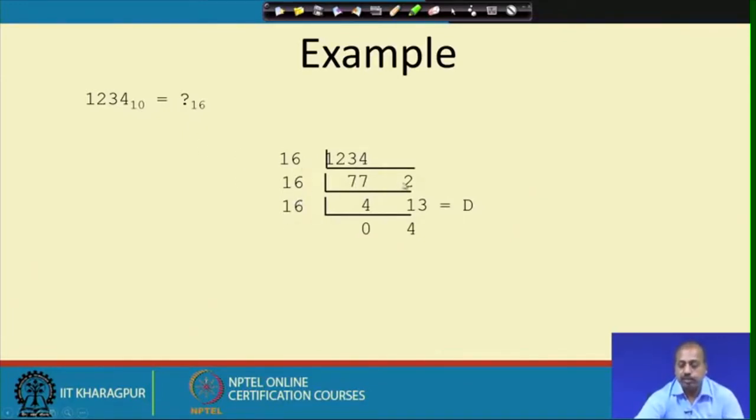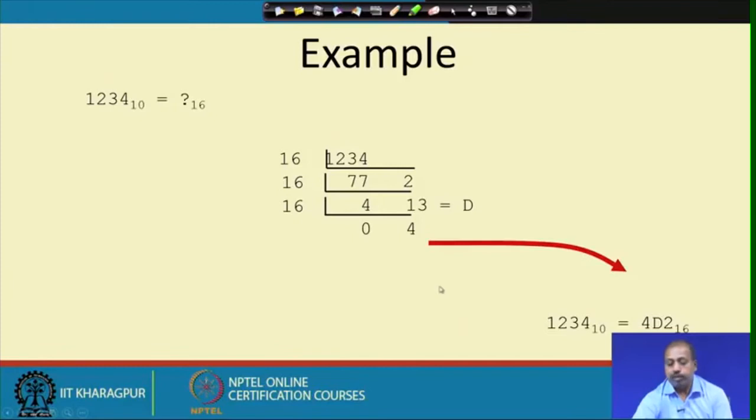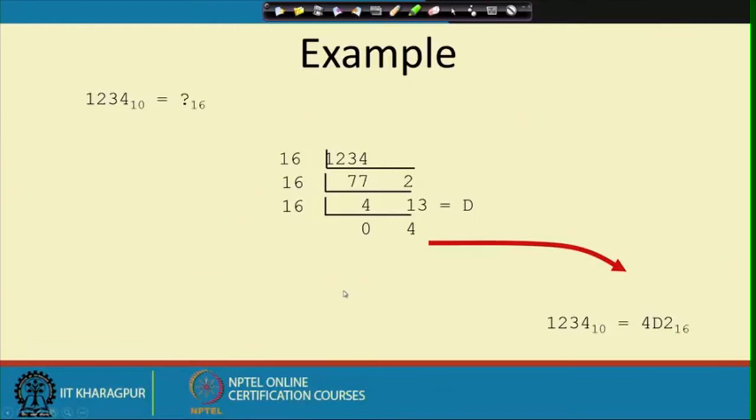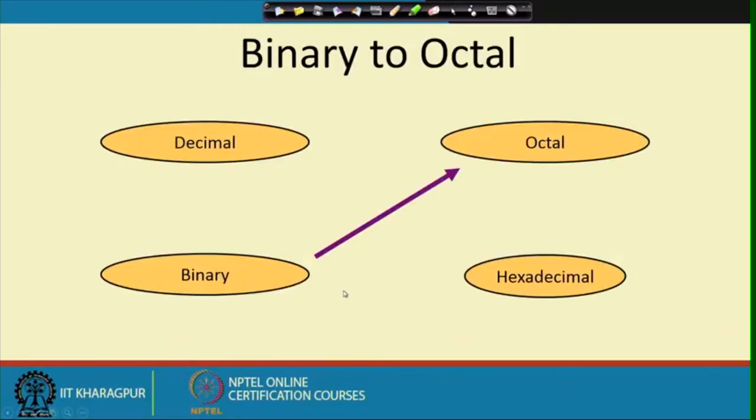So, divide by 16. The remainder is 2. Then divide by 16, the remainder is 13, and the corresponding hexadecimal symbol for 13 is D. So, this is the integer value and this is the hexadecimal symbol corresponding to that. Then 4 divided by 16, the remainder is 4. So, the number that you get is 4D2. This way we can convert a decimal number to a hexadecimal number.